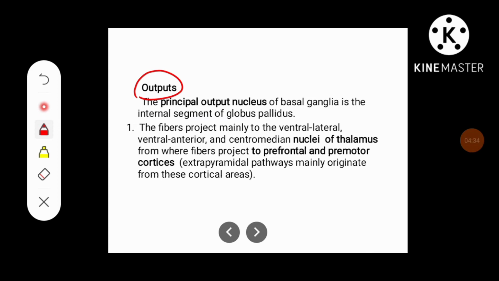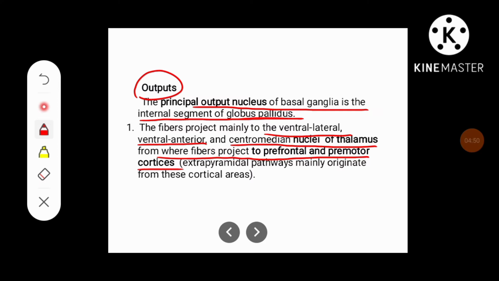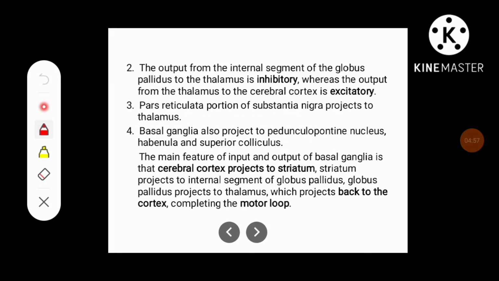The outputs. The principal output nucleus of the basal ganglia is the internal segment of the globus pallidus. The fibers project mainly to the ventral anterior and centromedian nuclei of the thalamus, from where the fibers project to the prefrontal and premotor cortices. The extrapyramidal pathways mainly originate from these cortical structures. The output from the internal segment of the globus pallidus to the thalamus is inhibitory, whereas the output from the thalamus to the cerebral cortex is excitatory.